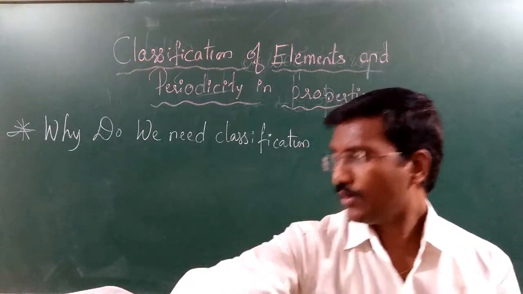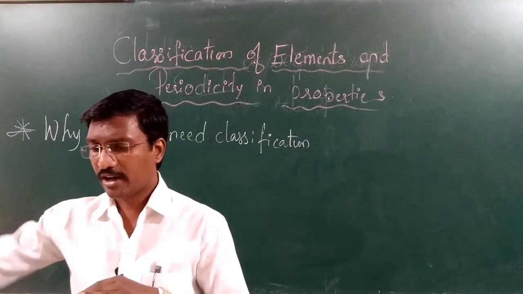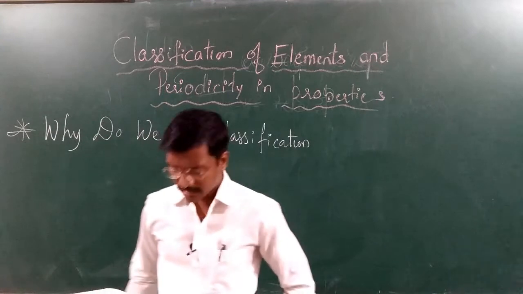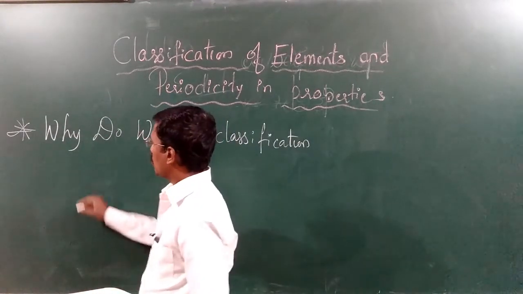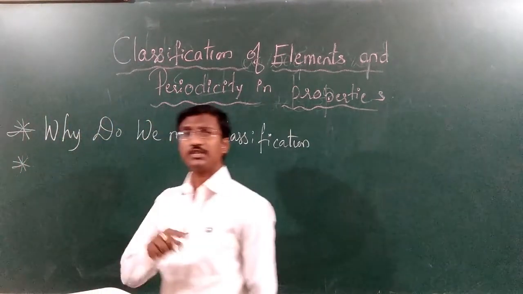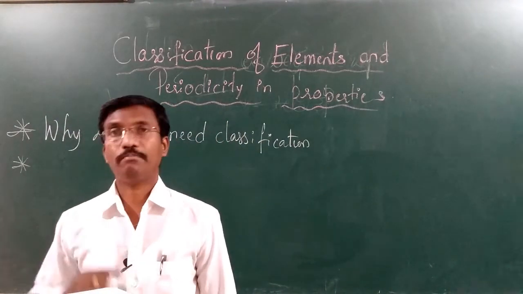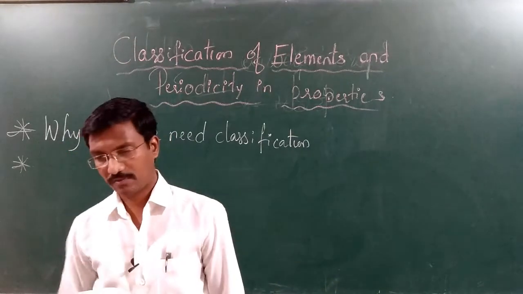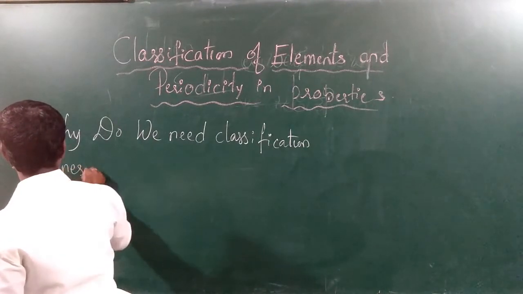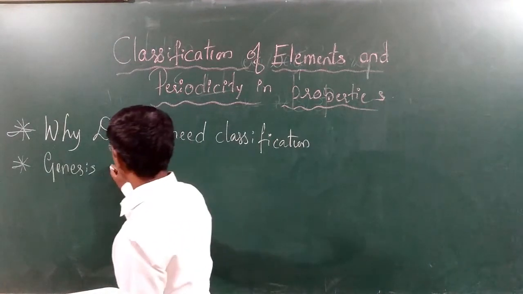This is the first thing. So next one is the genesis of periodic classification. The genesis of periodic classification is nothing but we are going to study this concept, which is going to explain to us the history of the periodic table. It means how the classification began, and what their mentality was to classify. So this is called the genesis of periodic classification.